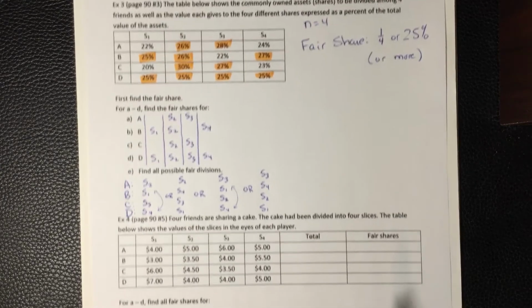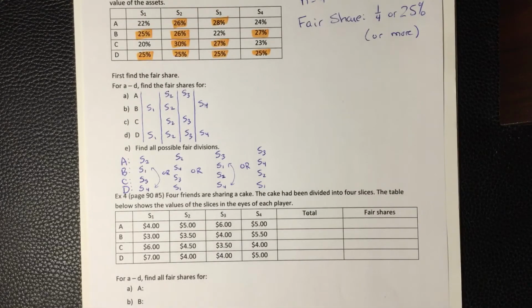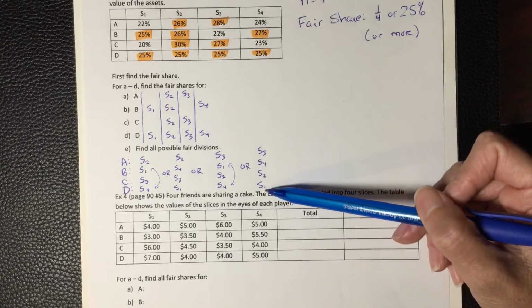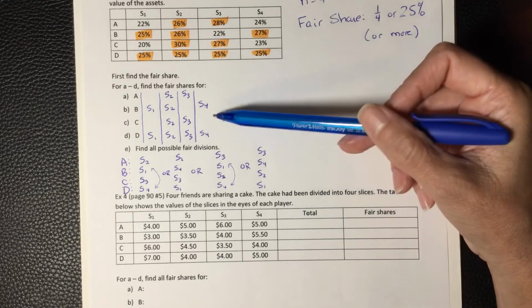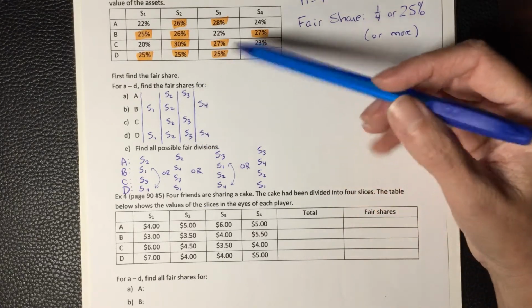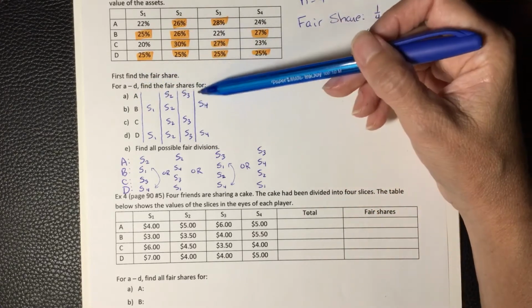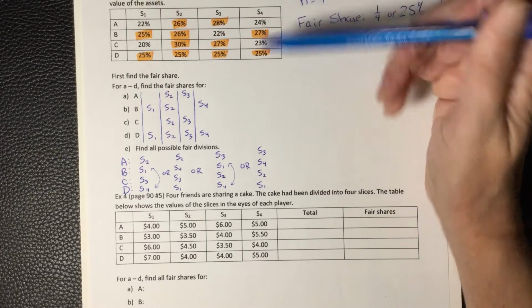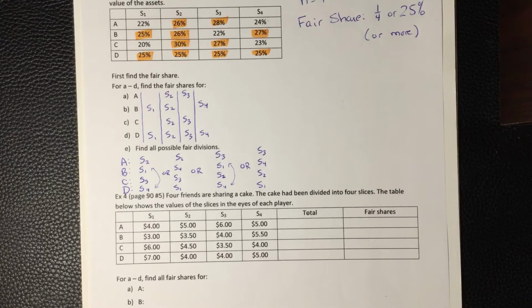I don't always ask you for all of them, but I may give you a certain number. At the end of the day, you've got to give each person a different share, and it must be from their list of fair shares. So for example, I can't give player A share 4 because it is not a fair share division for them. It does have to be one on their list.